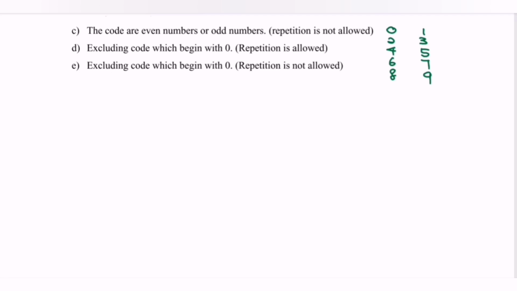So kindly refer to the question C. The code are even number or odd number. So kindly refer to the situation. Repetition is not allowed. So let's say this is the even cases. So means that the last digit is very important. So we have the first case, which is even number. So 0, 2, 4, 6, and 8.